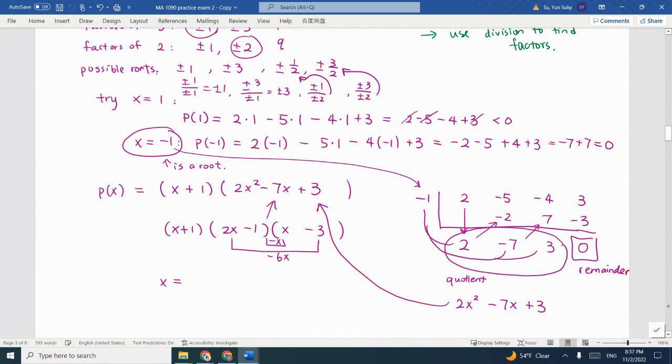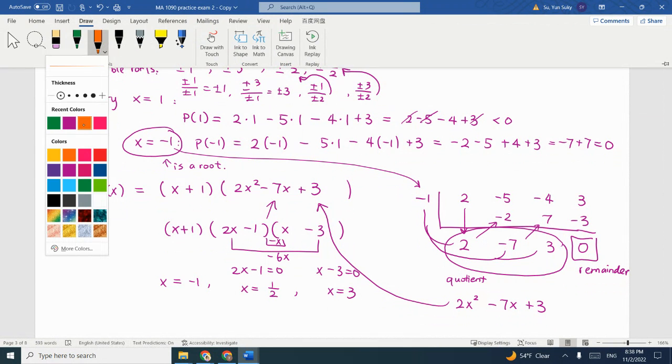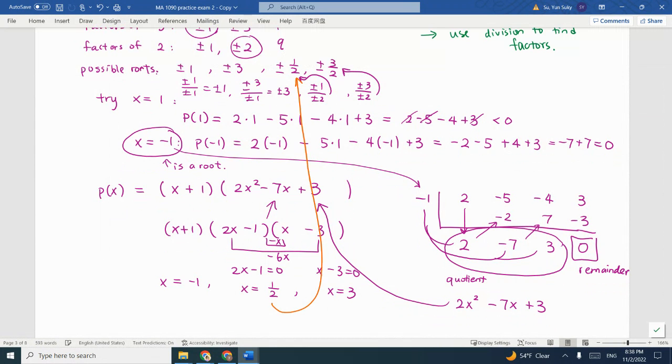The zeros, the roots, are negative 1. And then here, 2x minus 1 is 0. x is what? We add 1 on both sides, divide by 2, right? And then the last factor, x minus 3, is 0. So x equals 3. Do you see 1/2 is actually a rational number in our list? And 3 is a rational number, also in our list. So if we have rational roots, they must be in the list.